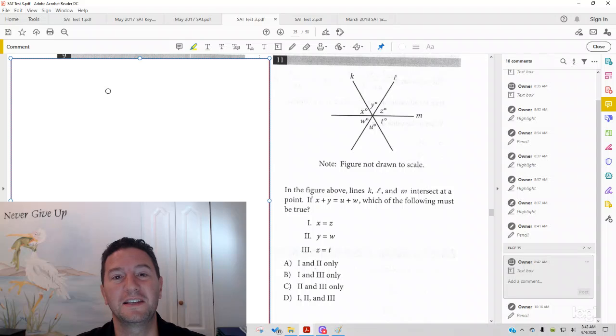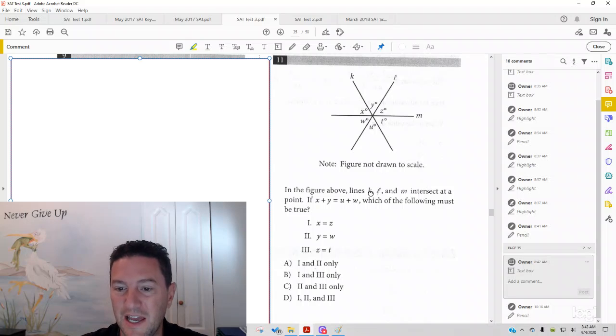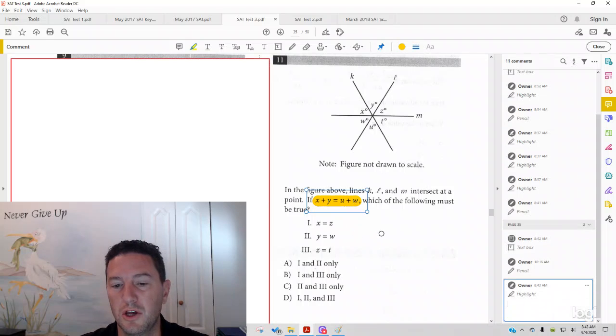Today we're going to look at Test 3, Section 3, number 11, which reads, in the figure above, lines K, L, and M intersect at a point. If x plus y equals u plus w, which of the following must be true?